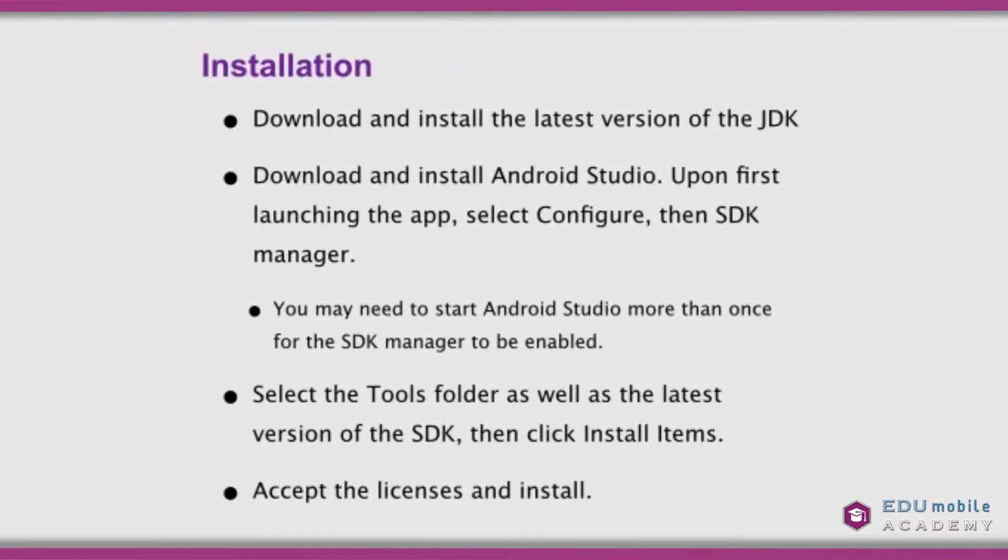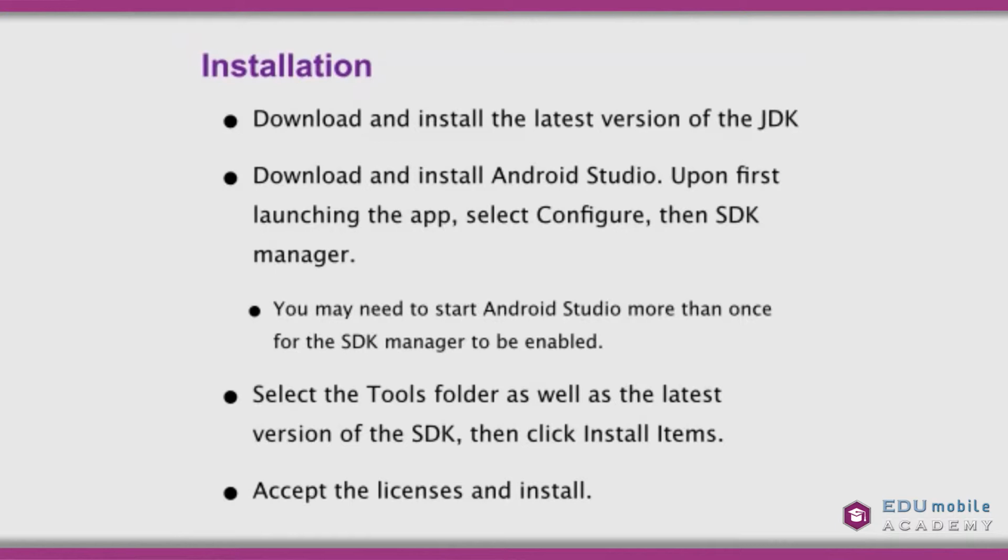So how do we install this? Well, first, we download and install the latest version of the JDK for your operating system. And then we're going to download and install Android Studio, or the ADT bundle with Eclipse. And then upon first launching the app, we need to select Configure and then the SDK Manager. And everything I say from here on out is for the Android Studio version. Now, in order to get the SDK Manager to show up, you may need to start Android Studio more than once. This is okay, it just registers that there is an SDK there.